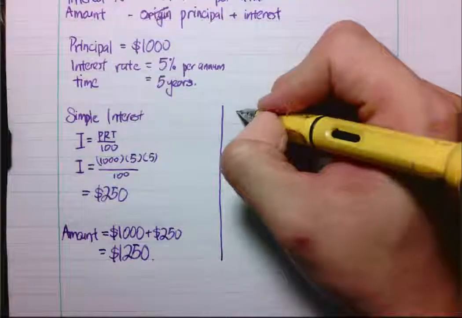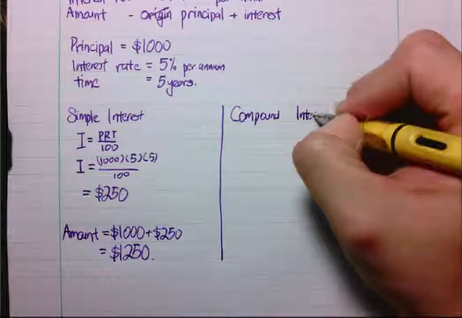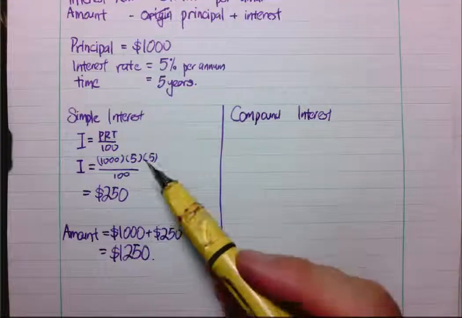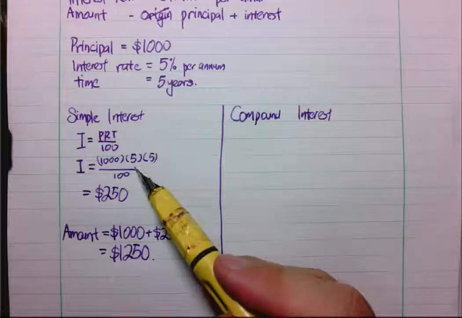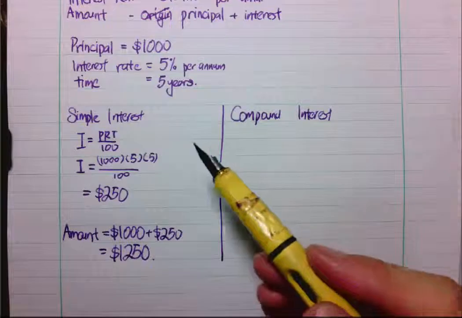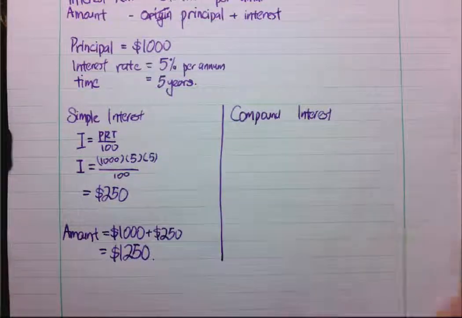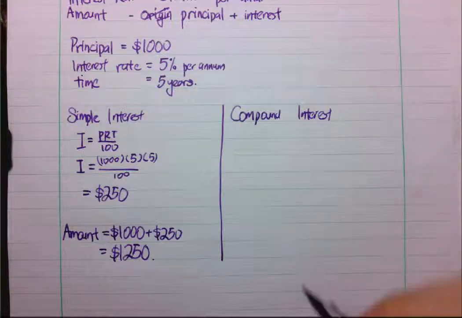Now we have compound interest. Notice that the principal amount for simple interest remains the same at 1,000 every year. At the end of 1 year, you earn 5% of 1,000. End of second year, 5% of 1,000. End of third year, 5% of 1,000. End of fourth year, 5% of 1,000. End of fifth year, 5% of 1,000. Compound interest works a bit differently.